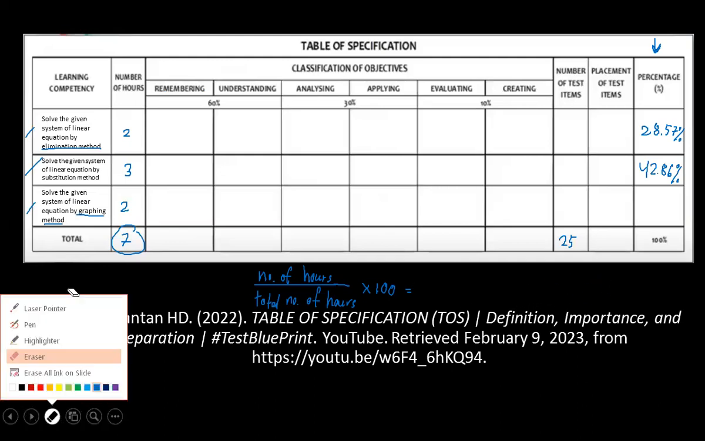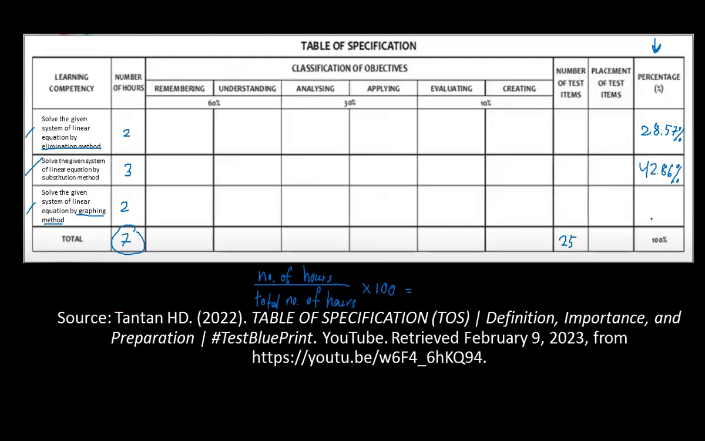So, kung nakuha nyo yung sagot, ang sagot nito ay dapat 28.57%. Ayan. 28.57%. Ayan na siya. There we go. Okay? So, as long as you know how to use this formula, you have no problem. So, ito yung formula sa pagkuha ng mga percentage kada learning competency in terms of number of hours.